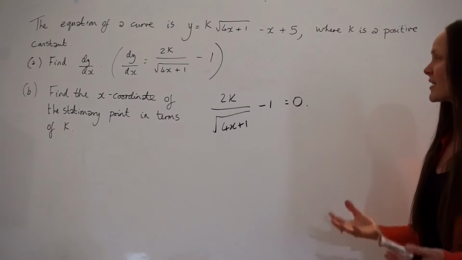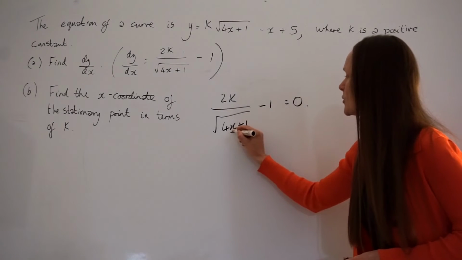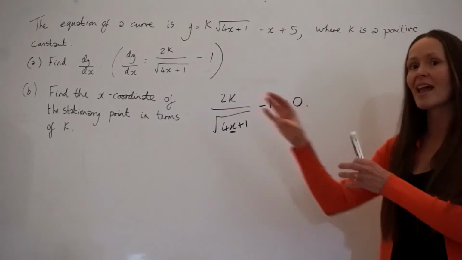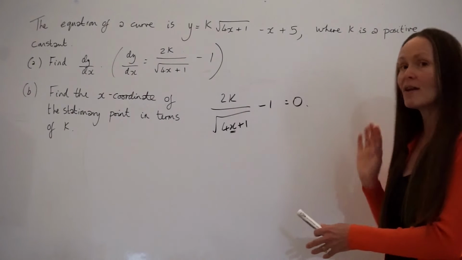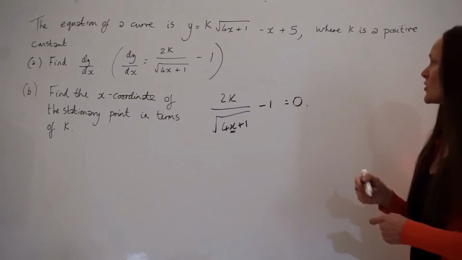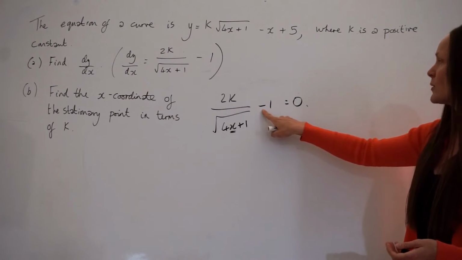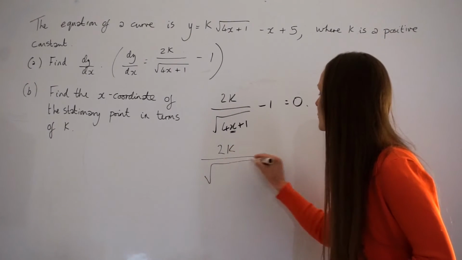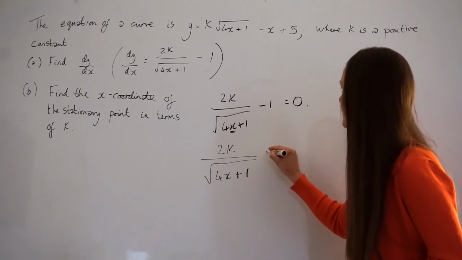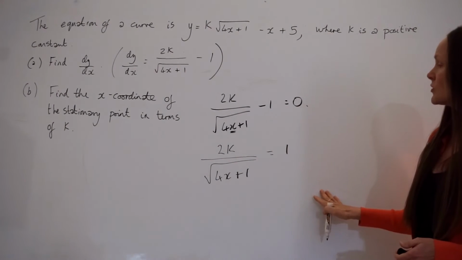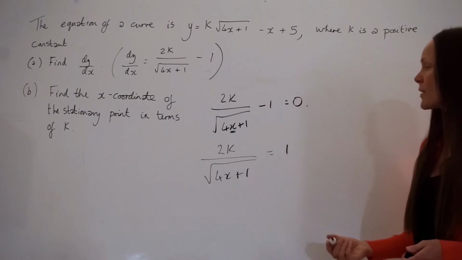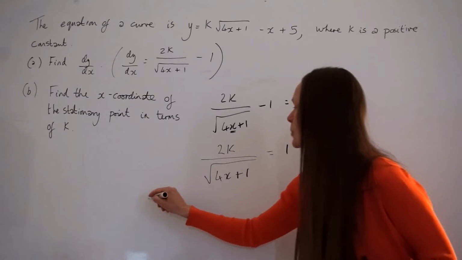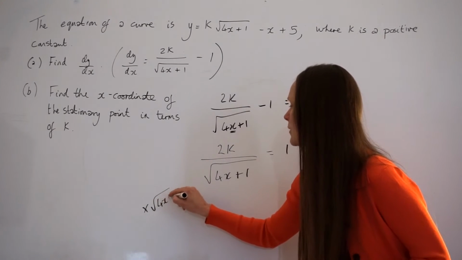So we have to find the x-coordinate. What we need to do here is rearrange this equation to make x the subject, so that it says x equals on one side of the equation and everything else is on the other side. To start with, I'm going to add 1 to both sides of this equation. By doing that, I'm left with 2k over root 4x plus 1 equals 1. Next, I want to get rid of this fraction here. To do that, I'm going to multiply everything by this denominator, so I'm going to multiply by root 4x plus 1 throughout the equation.